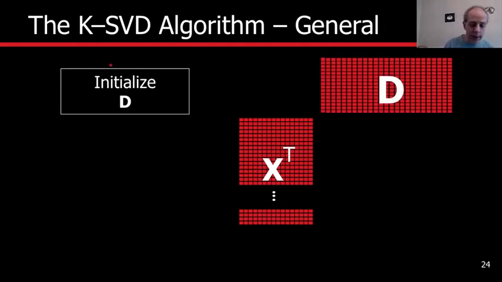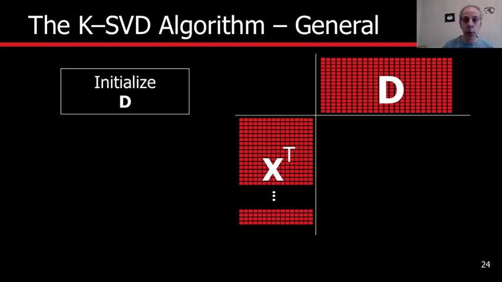So we initialize the dictionary any way you want. One way of initializing is just picking randomly some of these data points. So you pick a few data points and you put them as columns here. Remember the dimensions, here is K. We're going to learn K atoms. Here there are P signals and P is larger than K. Otherwise, as we talked before, just put the signals in the dictionary. So just randomly pick K of the signals and put them as the dictionary. That gives us an initialization.